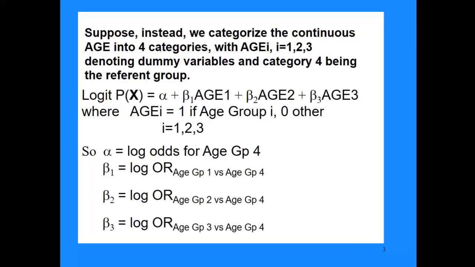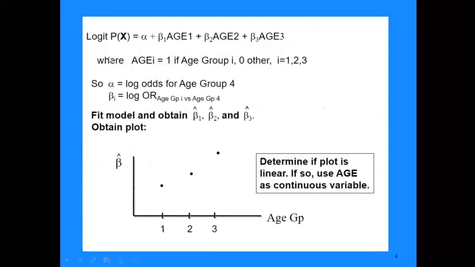In fact, if you think about it, if you do this, and all I've said is beta I is the log odds for one age group compared to age group 4, you could fit the model, get these beta hats, and plot them. And if the plot looks linear, you can say, look, I now have good reason to use age as a continuous variable. That's one way to deal with it.